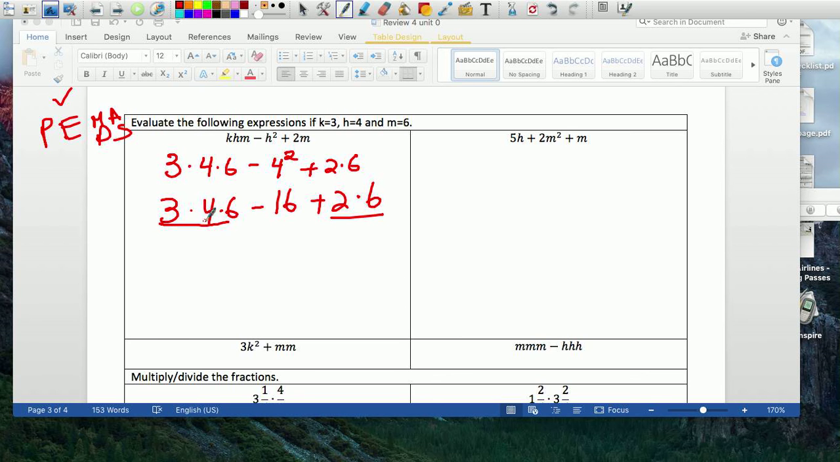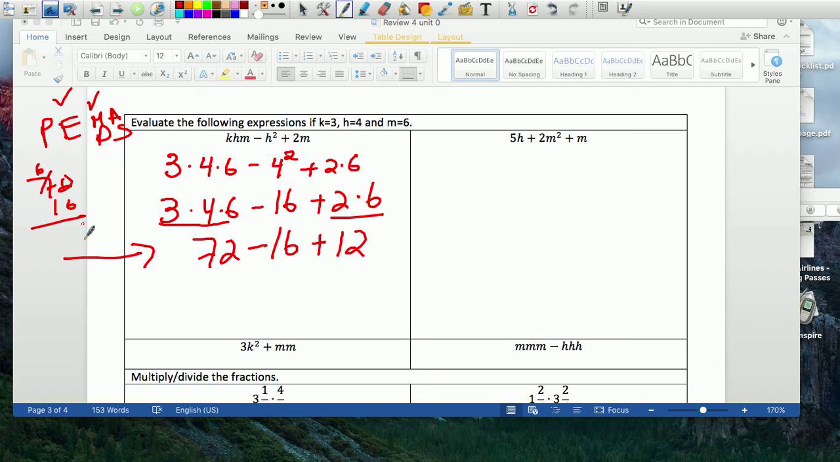So 3 times 4 times 6 minus 4 to the second power, which is 4 times 4, which is 16, plus 2 times 6. Now I'm going to take care of this and this. 3 times 4 is 12. 12 times 6 is 72. Minus 16 plus, and 2 times 6 is 12. Now all my multiplication and division are gone, so now all I have is addition and subtraction. Which one will you do first? Subtraction. Why? Because it came first, from left to right. So 72 minus 16.